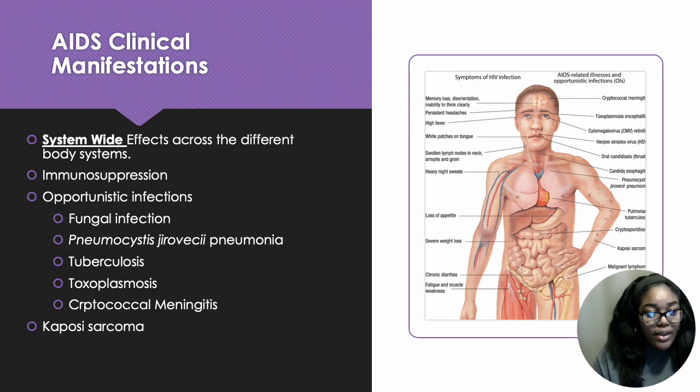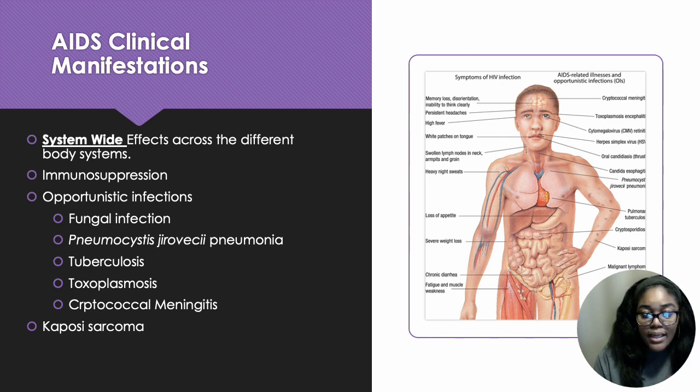As I've mentioned before, there are system-wide effects. On our slide here, you'll notice that there are different areas of the body that are affected. You can see neurologically there's memory loss, disorientation. You may see some meningitis when it progresses further, headaches. You may see some encephalitis, which is the swelling and infection of the brain. As far as your head, neck, and throat, eyes, you may see some white patches on the tongue, swollen lymph nodes in the armpits, groin area, and the neck. You may see thrush or candidiasis on the tongue, and you may see individuals with herpes simplex on the mouth.